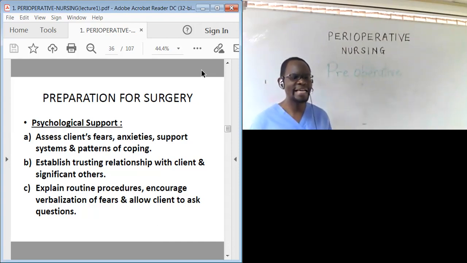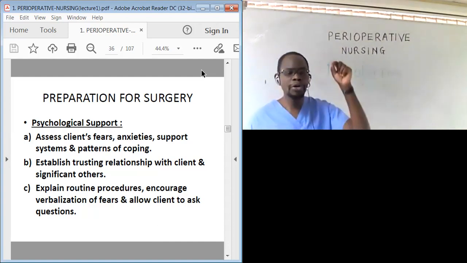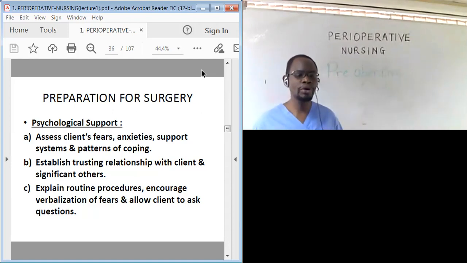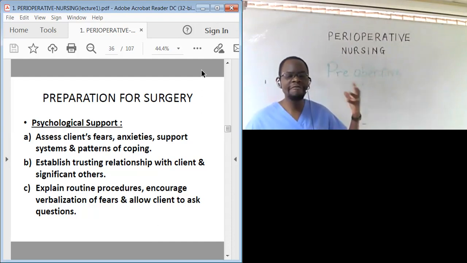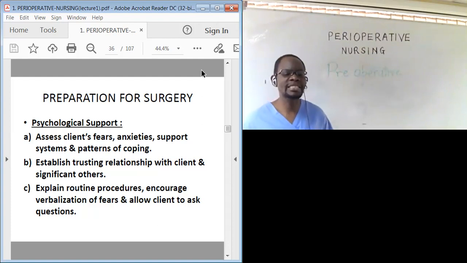What do we mean by assessing the client's fears? Some patients, even if it is a health worker, by the way, even if it is a nurse or a doctor, we all have fears as far as surgery is concerned. You have fears: will I survive? Will I come out of this surgery? Will I be able to function normally as I did before the surgery? So it is the role of the nurse to allay these fears or these anxieties.